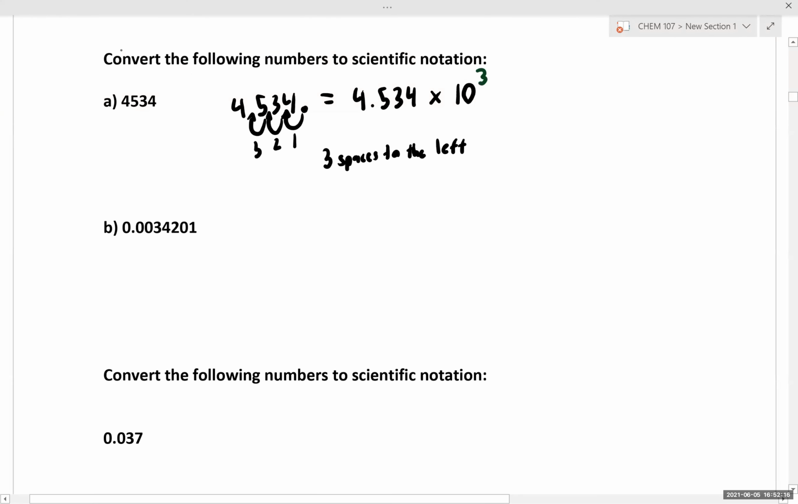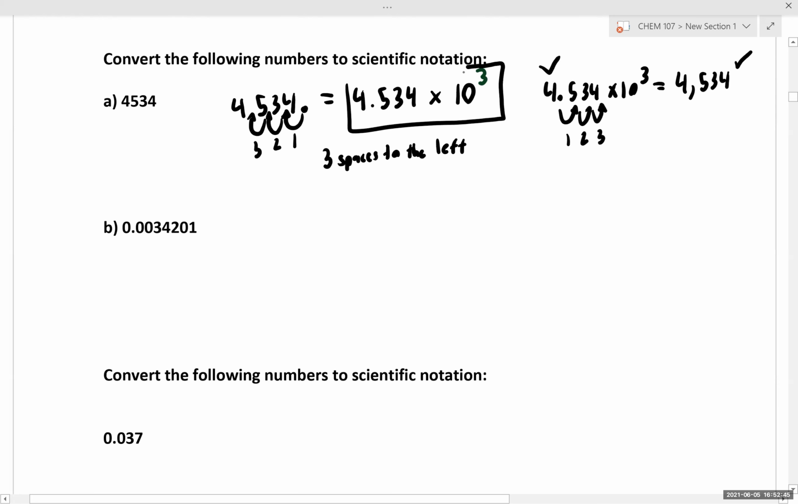Now we can check our work here. If we take 4.534 times 10 to the third and multiply out this number, we'd multiply by a positive power of 10. And when we multiply by positive powers of 10, we move our decimal point to the right, equal to the exponent. So we'd move our decimal point to the right 3 times, and that gives us 4,534. So we have checked our work for this problem.